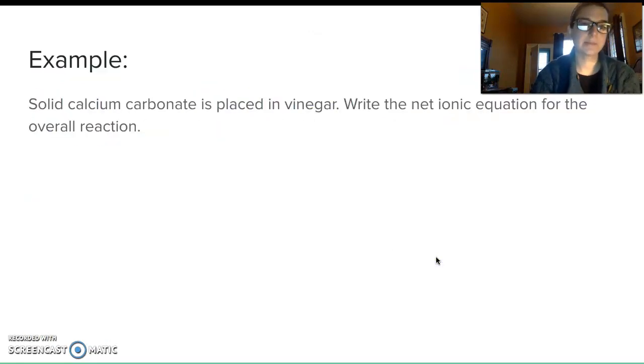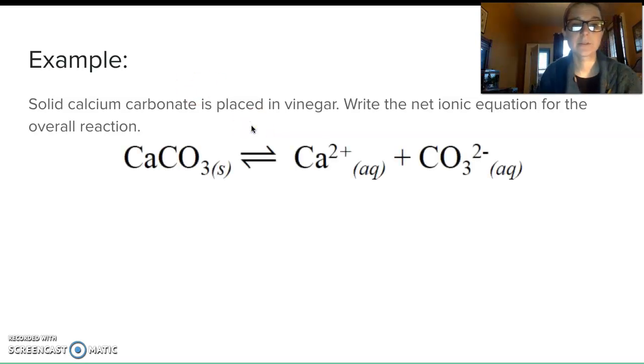So here's an example. We have solid calcium carbonate in vinegar. Write the net ionic equation for the overall reaction. Since there's a carbonate, keep in mind that if you get carbonic acid, it will break up into H2O and CO2. So first I'm considering calcium carbonate. It's going to break up into its two ions, Ca2+ and CO3 2-.